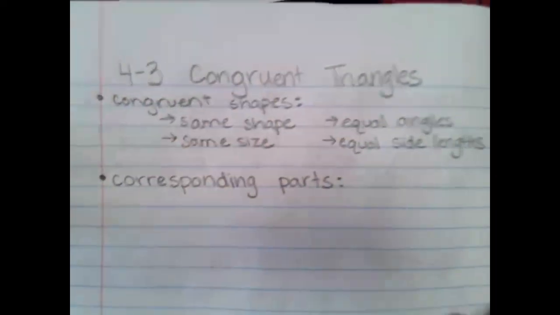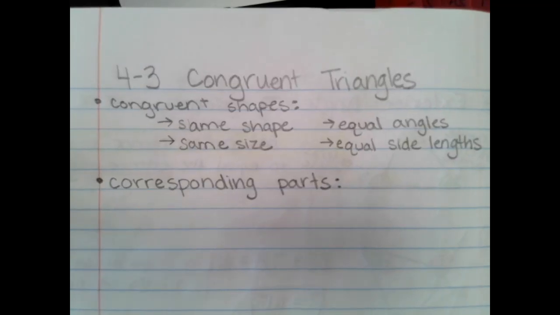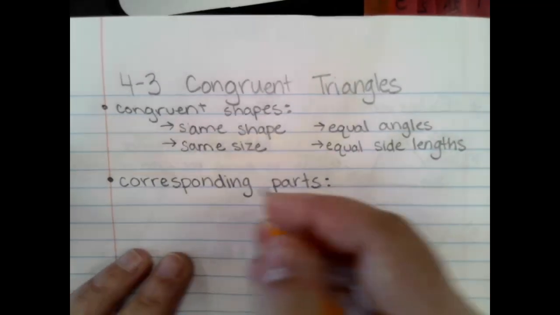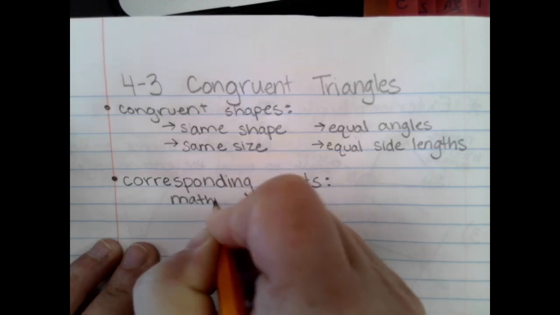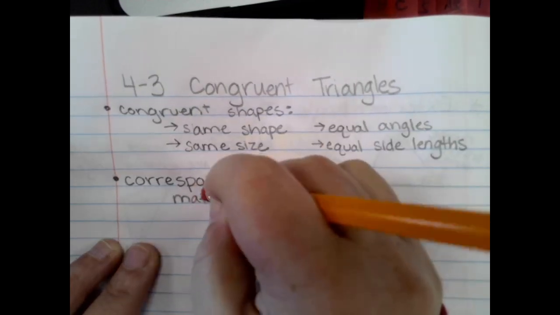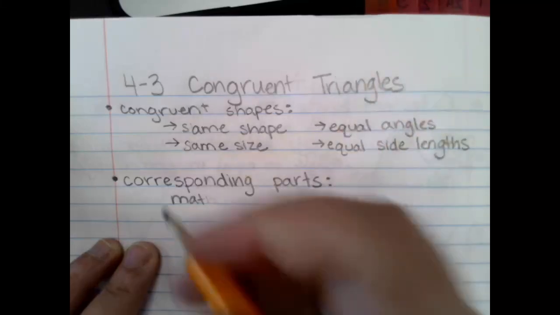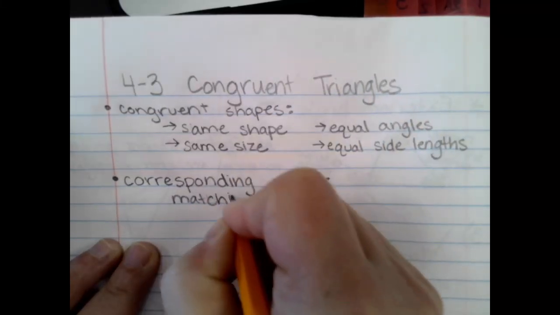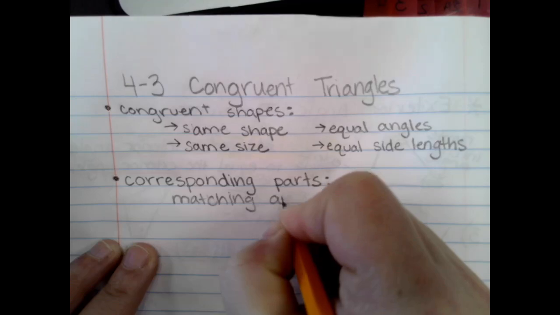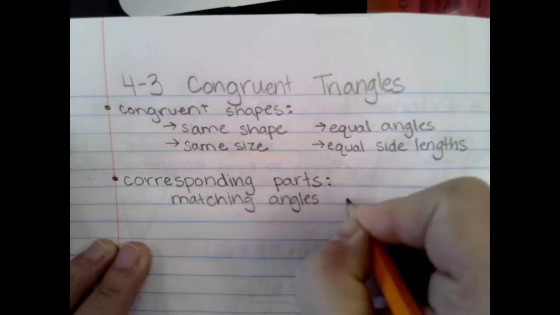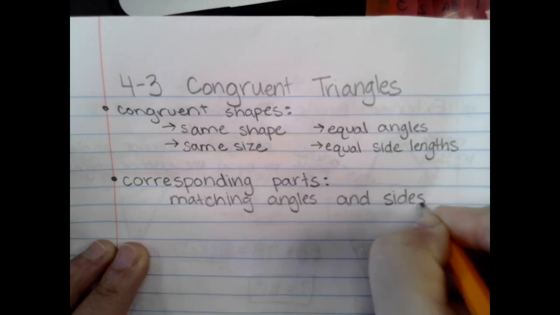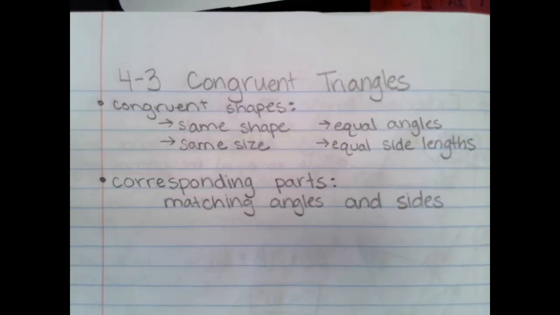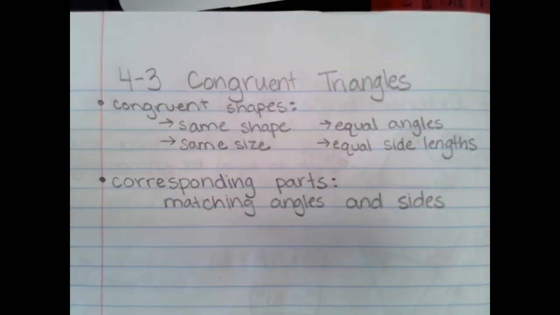Like if I tell you to move seats, try and sit in the same spot. So corresponding really just means that we're matching. So it's our matching angles inside. Matching angles and sides. Okay, so corresponding parts are just our matching angles and our matching sides.